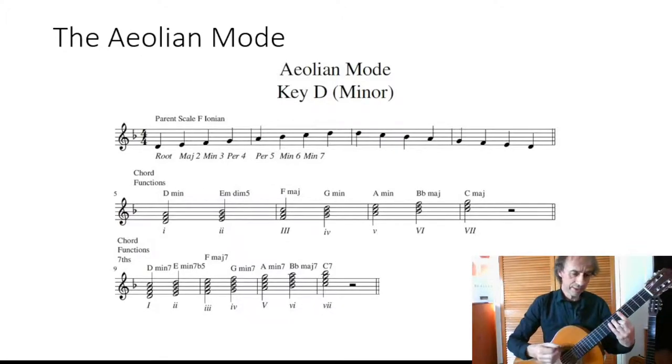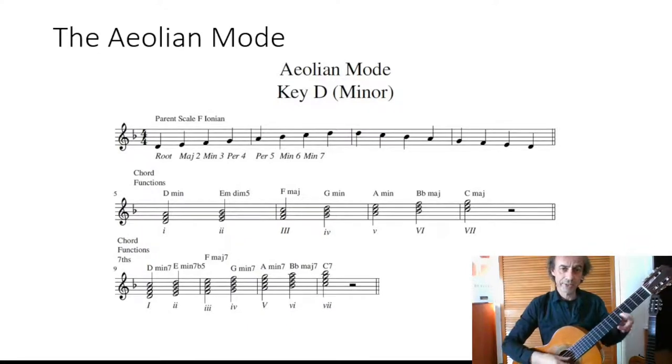Now in terms of sevenths, D minor 7, that's because the 7 in D minor is a C natural. E minor 7 flat 5, as I said before, that's because the 7 is a D. F major 7, the 7 here is an E natural. G minor 7, that's because the 7 in that chord is an F. A minor 7, the 7 is a G natural. B flat major 7, because the 7 in this instance is an A natural. And we've got our C chord, which is our C7, the 7 being a B flat. And then we're back to our D minor again. So those are the chord functions in terms of the sevenths.